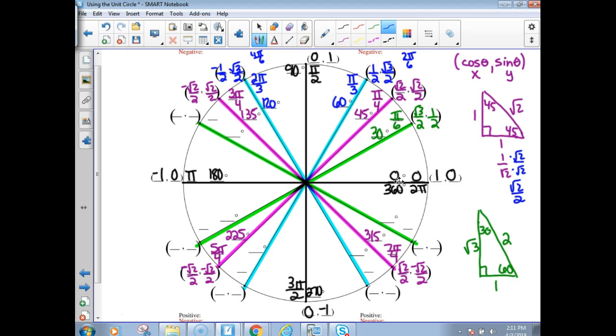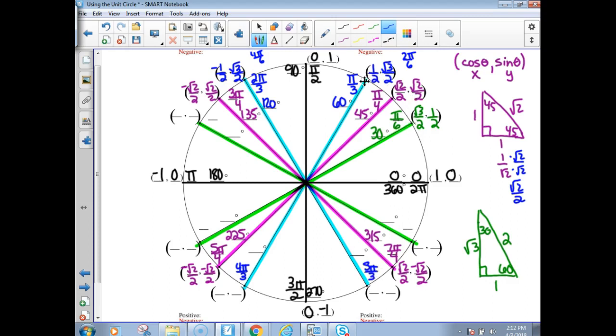Now you could count by your 60s: 1 pi over 3, 2 pi over 3, 3 pi over 3, 4 pi over 3. I can get that one right there if I want. Okay, so I'll show you again by reducing. I'm going to show you 2 ways. 1 pi over 3, 2 pi over 3, 3 pi over 3, 4 pi over 3, 5 pi over 3. And I'll show you how you can get them if you don't get what I just did.